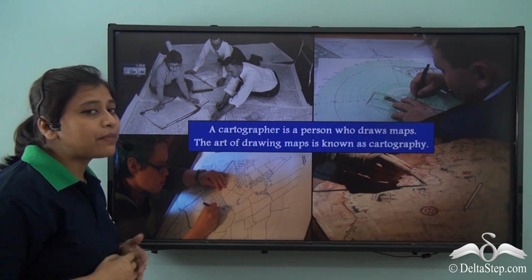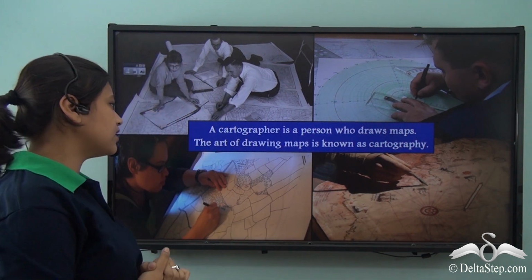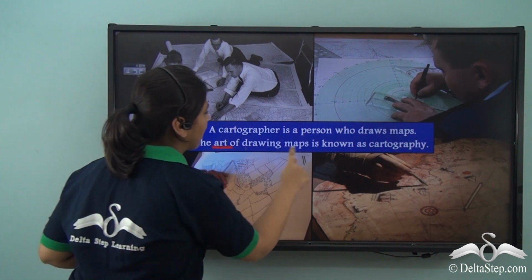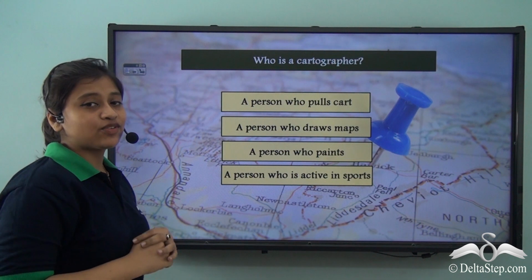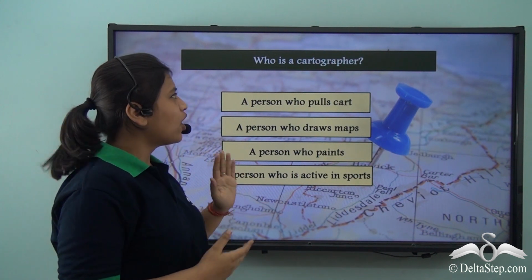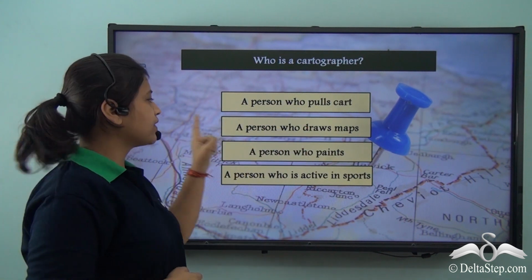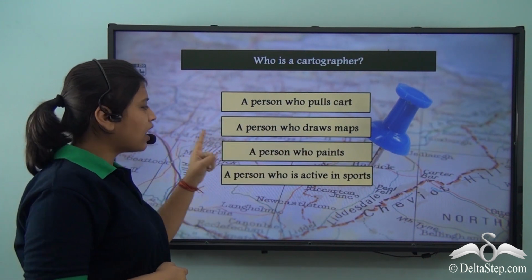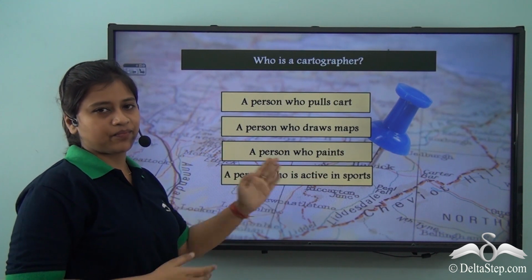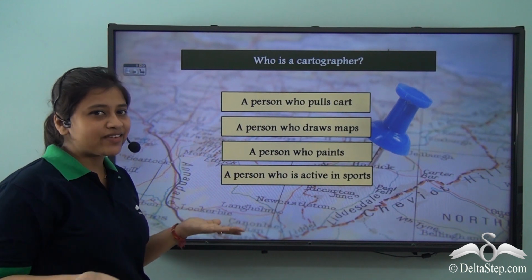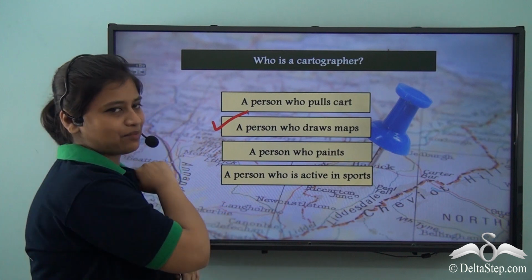Now, just like painting is a form of art, dancing is a form of art. Similarly, the art of drawing maps is called cartography. Okay, so can you help me answer this question? Who is a cartographer? Well, a person who pulls carts, a person who draws maps, a person who paints, or a person who is active in sports. Think, the answer is very simple. Well, a person who draws maps.